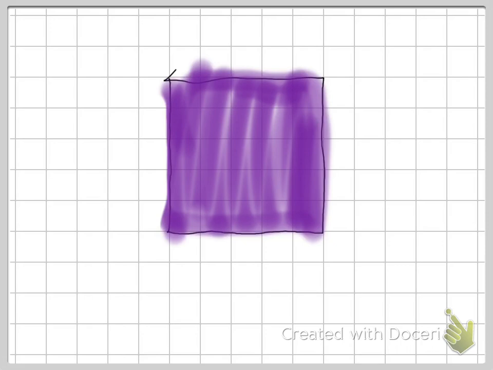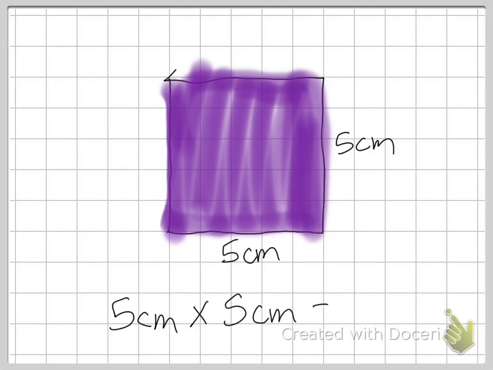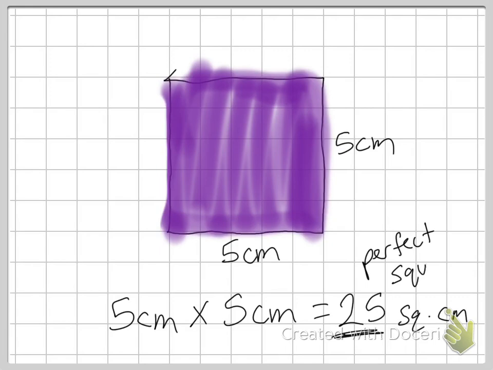Okay, so this one is 5 centimeters by 5 centimeters. To find the area, I would say 5 centimeters times 5 centimeters equals 25 square centimeters. Again, the number 25 is a perfect square. You get a perfect square by multiplying a number by itself.